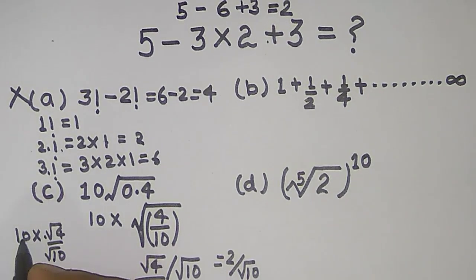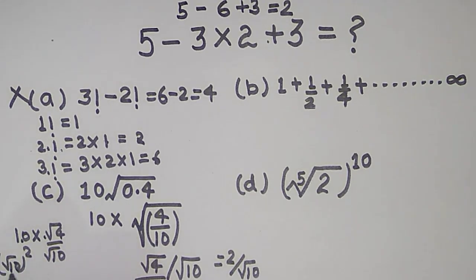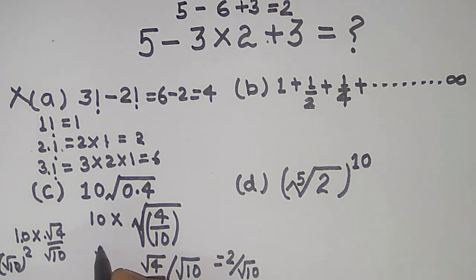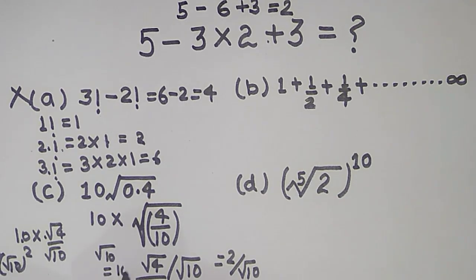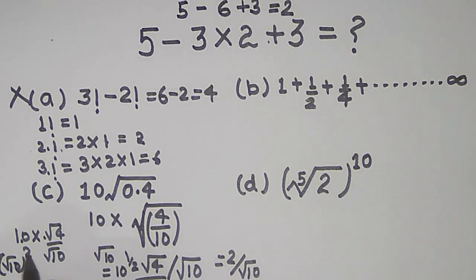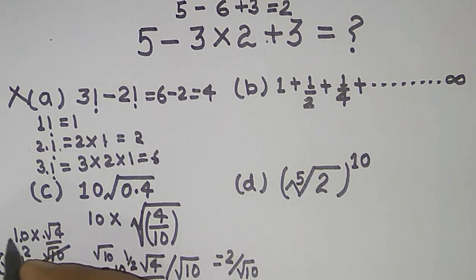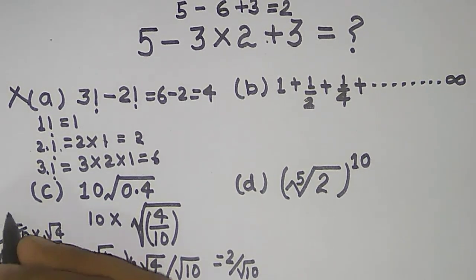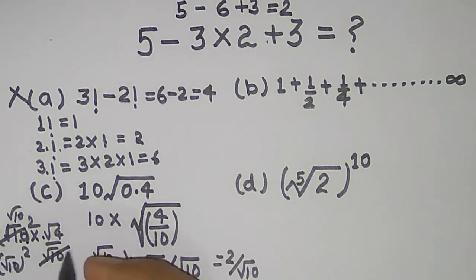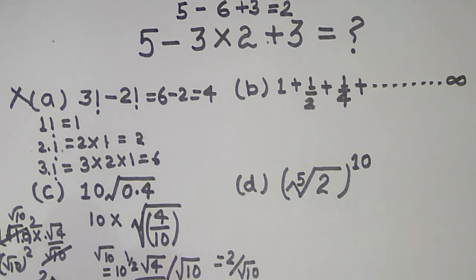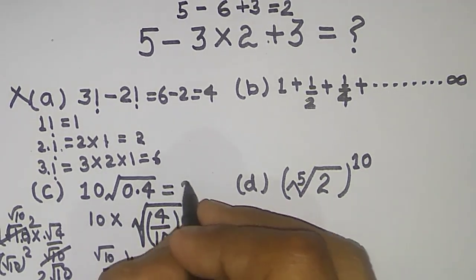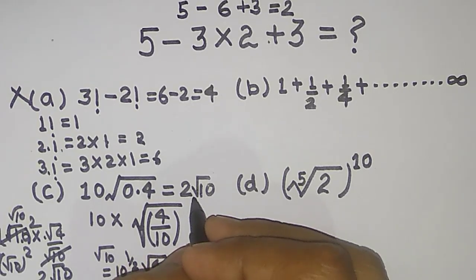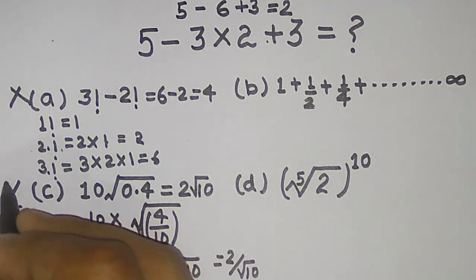The value of this expression will be 10 into the square root of 4 upon the square root of 10, and 10 is the square of the square root of 10, because the square root of 10 is 10 to the power 1 by 2. Okay, so 10 to the power 1 by 2 into 2, the 2s will cancel out. So the square root of 10 cancels with the square root of 10, and here the square root of 10 remains. So the answer will be 2 root 10. So this option is also not correct.